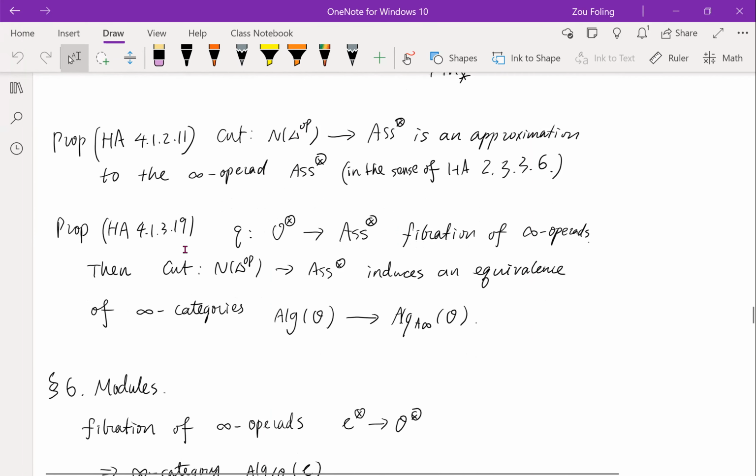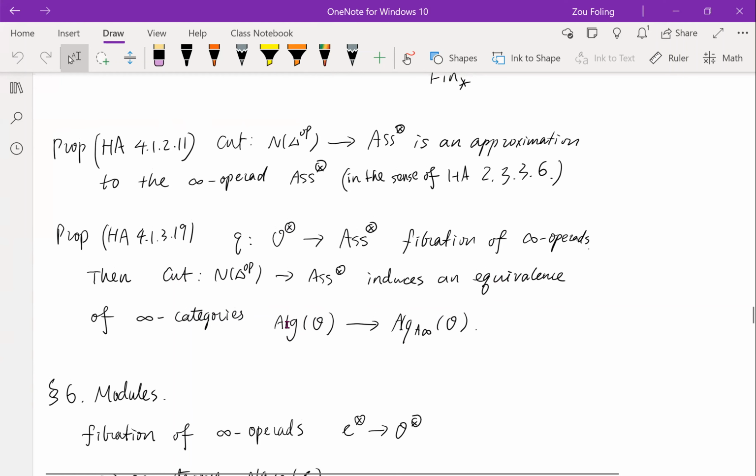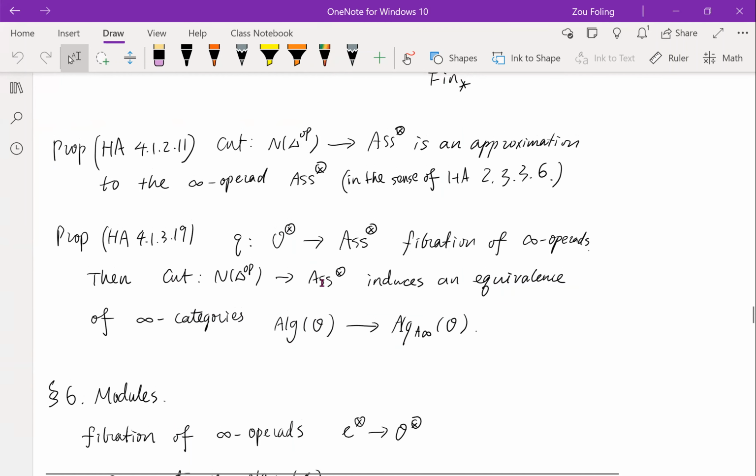And we have the following proposition, which says that if you have a fibration of infinity operads, then composing with this cut map will induce an equivalence of infinity categories of algebras in O and A infinity algebras in O, where the left is defined using this, and the right is defined using sections of this category.